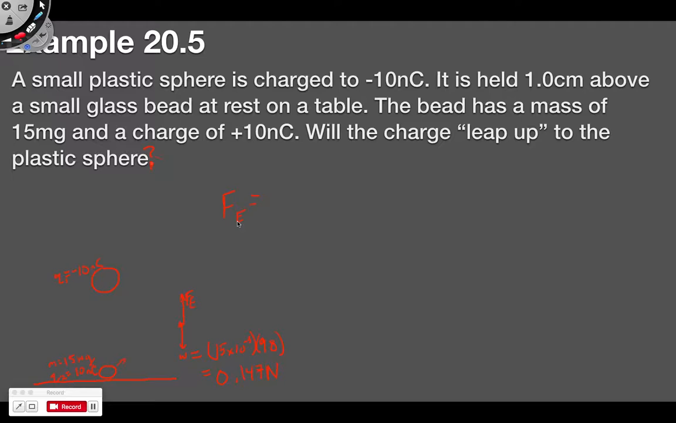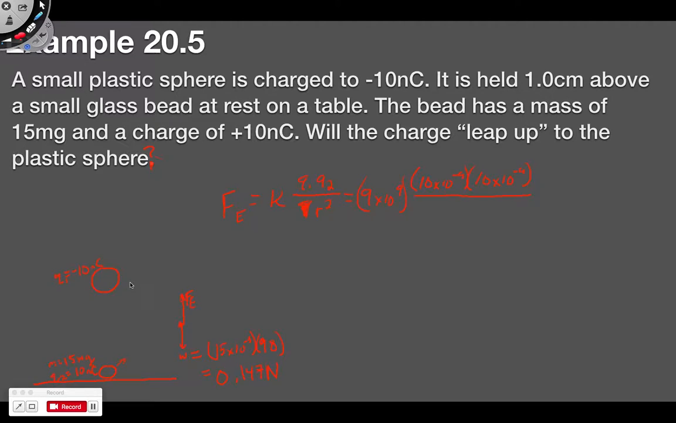If it's less than, then it'll stay there. Okay, so K times Q1, Q2, over the distance between them squared. This is 9 times 10 to the 9th, and Q1 is negative 10 nanocoulombs. I don't care about the negative. Times 10 to the negative ninth. And Q2 is also 10 nanocoulombs, so 10 times 10 to the negative ninth.